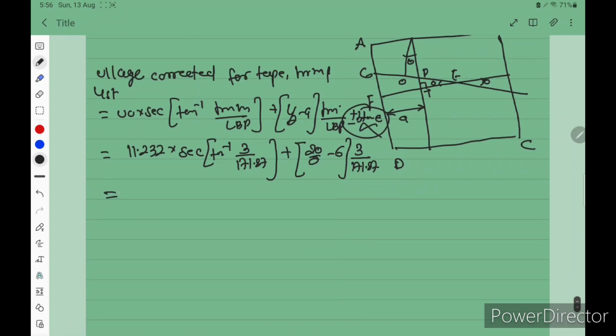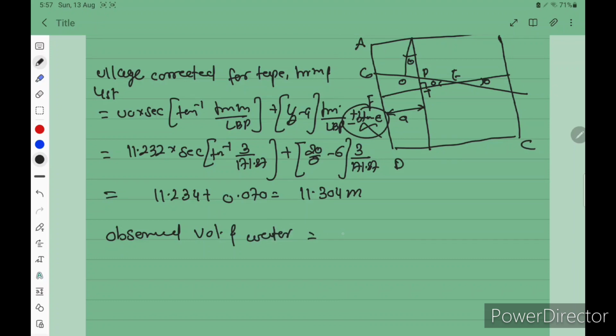Okay, so 11.234 plus 0.070 is equal to 11.304 meters. So observed volume of oil and water mixture is equal to 20 into 15 into (11.5 minus 11.304), which is equal to 58.8 meter cube. Okay, this is the mixture, both oil and water.